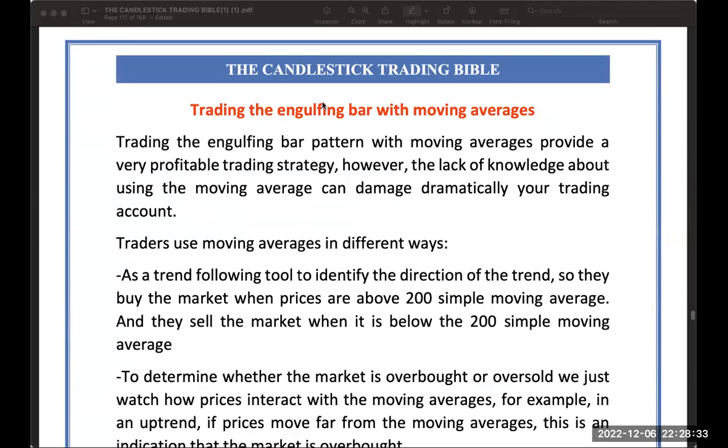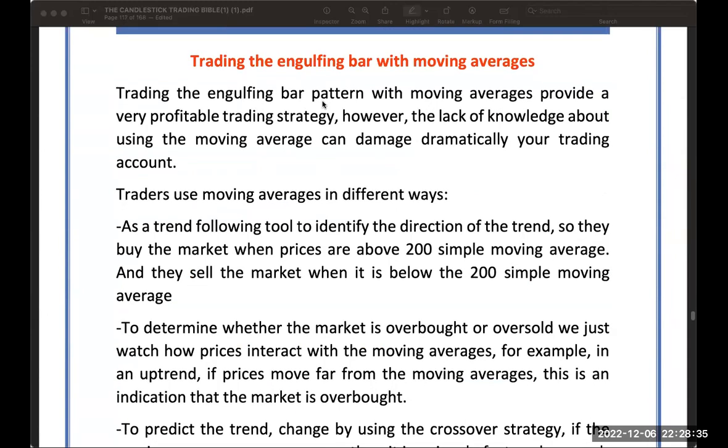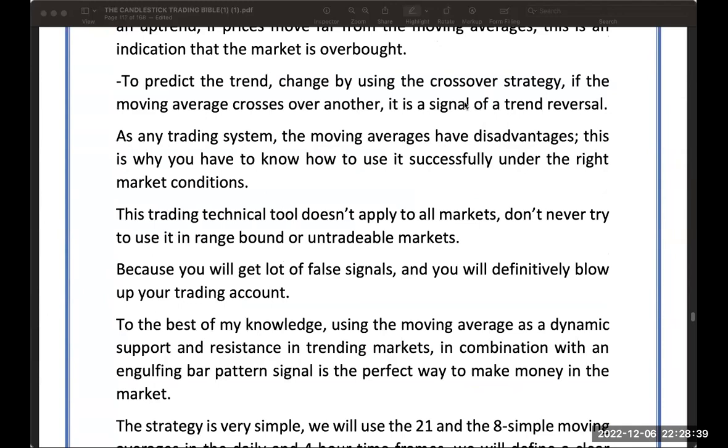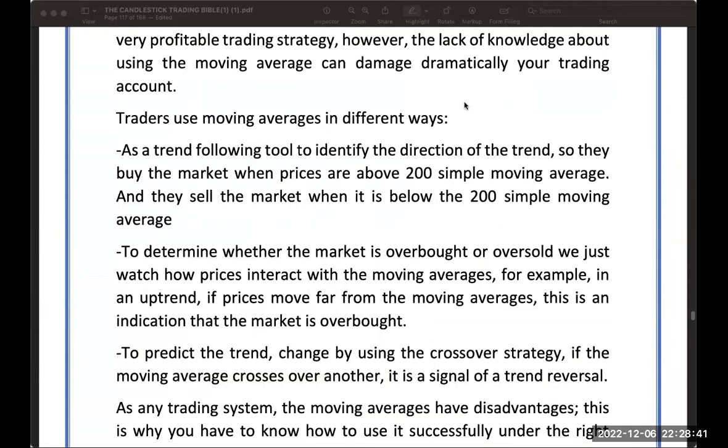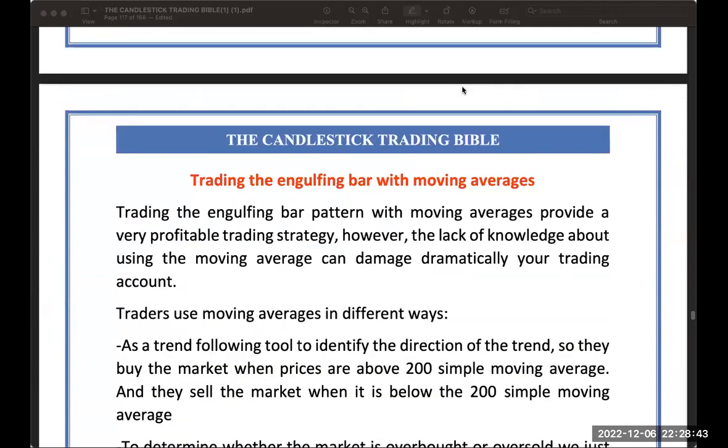Okay, trading the engulfing bar with moving averages. Before we go to the moving averages, let me just go through, then we round up with the actual chart. Trading the engulfing bar pattern with moving averages provides a very profitable trading strategy. However, the lack of knowledge about using the moving average can damage your trading account dramatically.